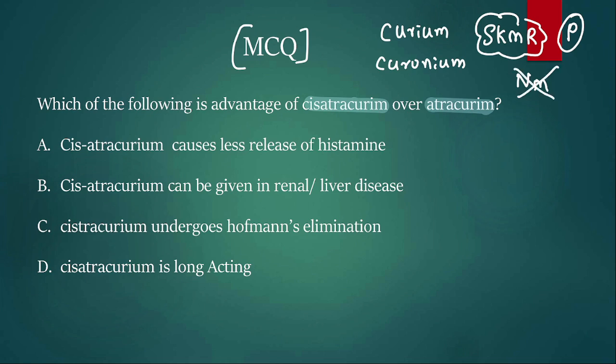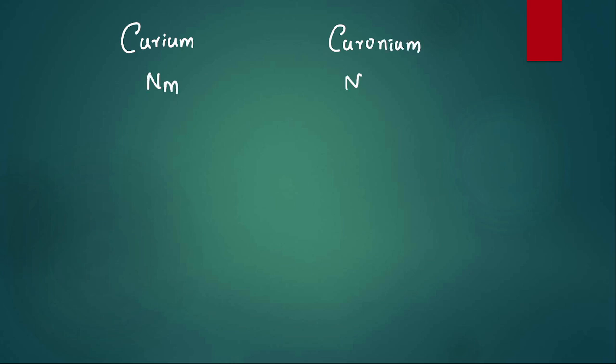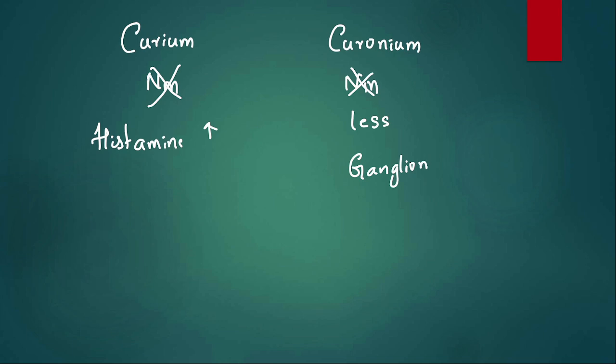Before we answer this question, I want to give you some basics. Now, what is the difference between curium and curonium drugs? Both are NM blockers. Curium drugs can cause histamine release. Less chance of histamine release in curonium. And the ganglionic block is also less with curonium and more with curium.